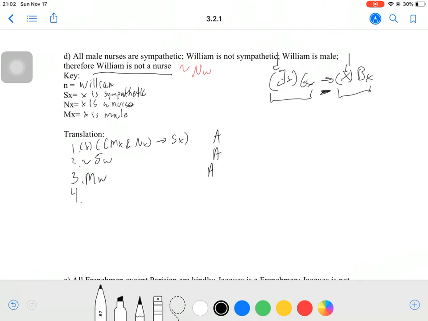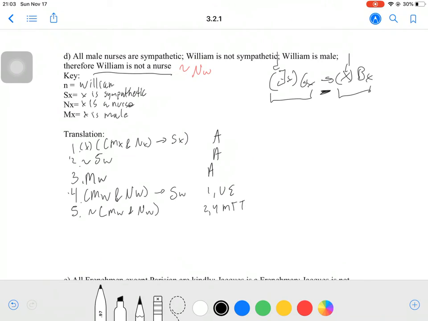Now, back on task. So from line 1, we are going to want to translate this into MW and NW arrow SW, 1 UE. Line 5, well, we have a Modus Tollens situation going on here. So not MW and NW follows from lines 2, 4, MTT.